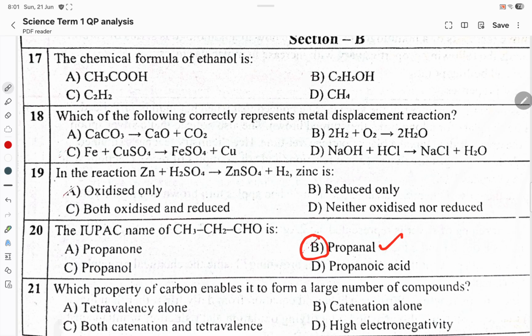Now, let's see question number 21. Which property of carbon enables it to form a large number of carbon compounds? Let's see: tetravalency alone, or catenation alone, or both catenation and tetravalency, and high electronegativity also we can see over here.